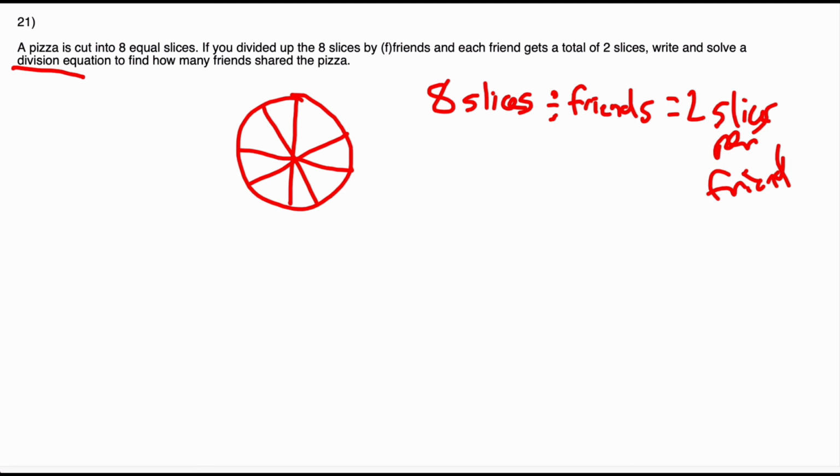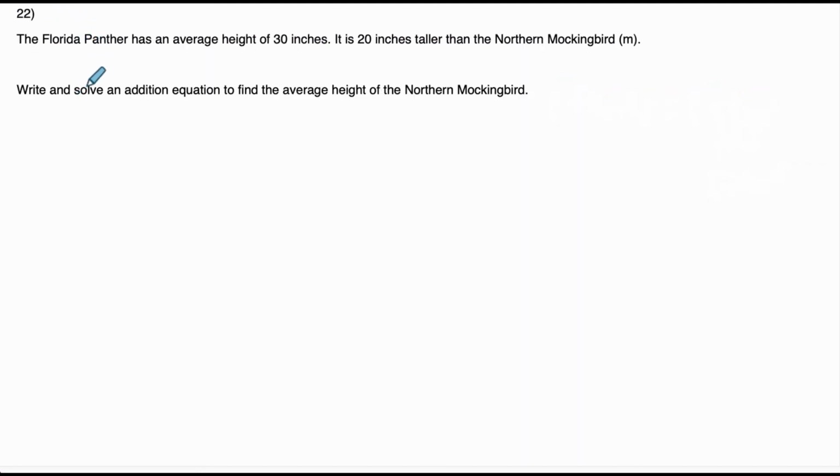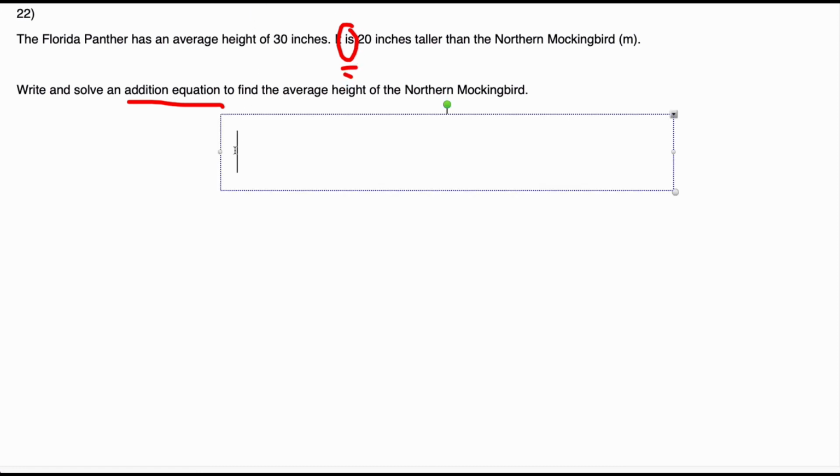The last problem for now in this emergency video. The Florida panther, an actual animal, has an average height of 30 inches. Now the panther is 20 inches taller than the mockingbird. Write and solve an addition equation to find the height of the mockingbird. So keyword is means equals. I'm going to write this out in words so that you can maybe translate my words into an equation because I don't want to give it totally away.